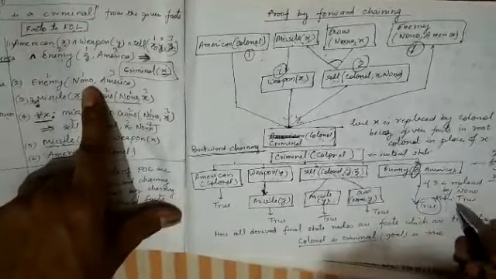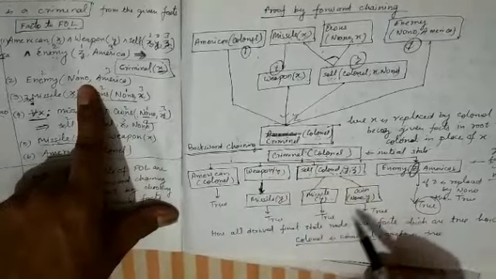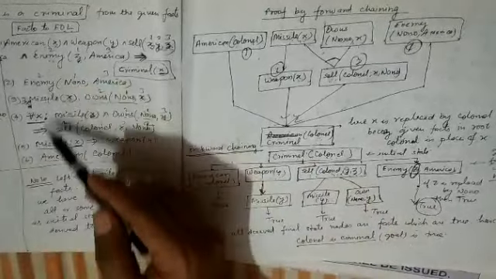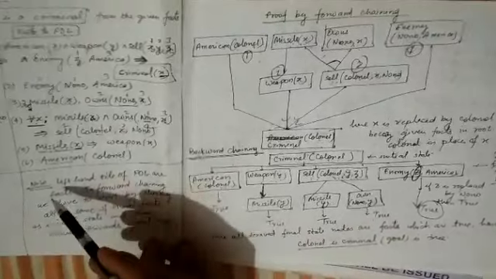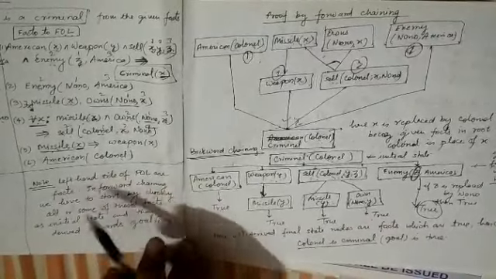Just see, whatever facts we have derived from this goal, all these facts are true based on these inference rules. All the facts derived from this conclusion are available on the left hand side of our inference rules. So all these are true.